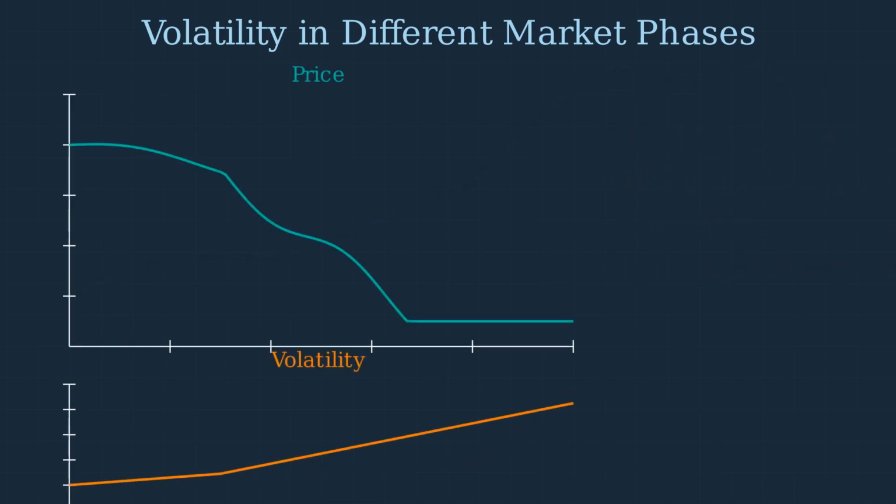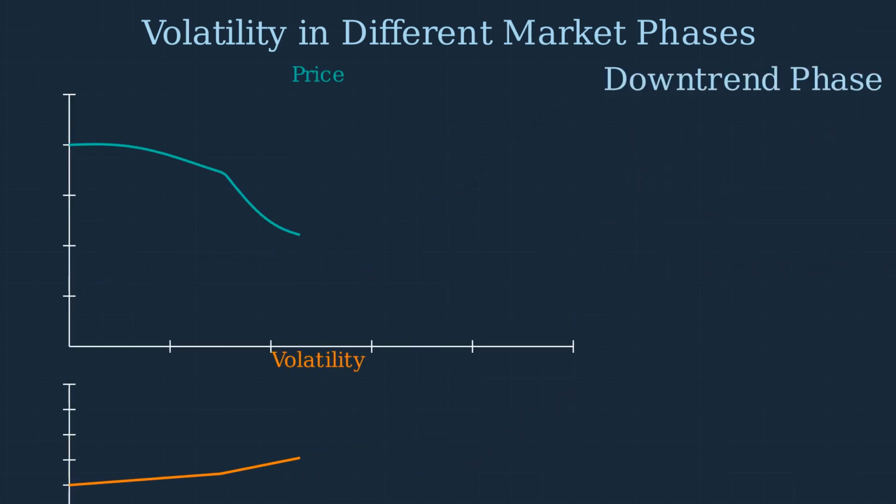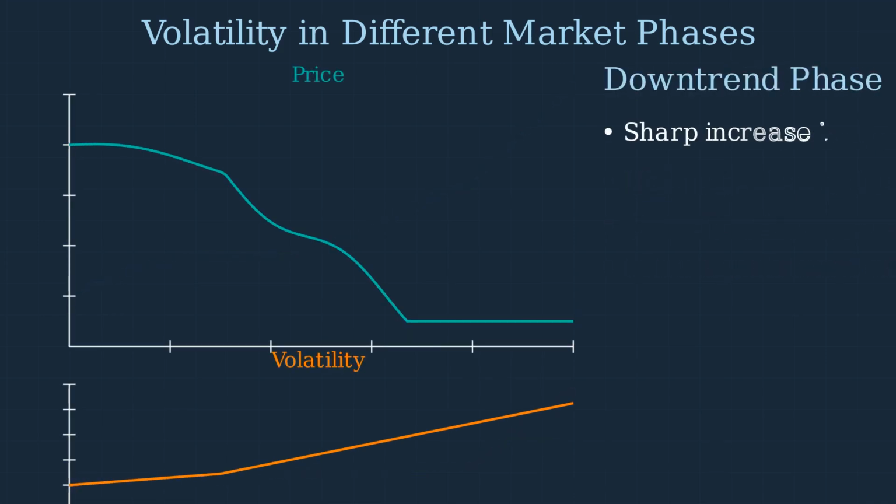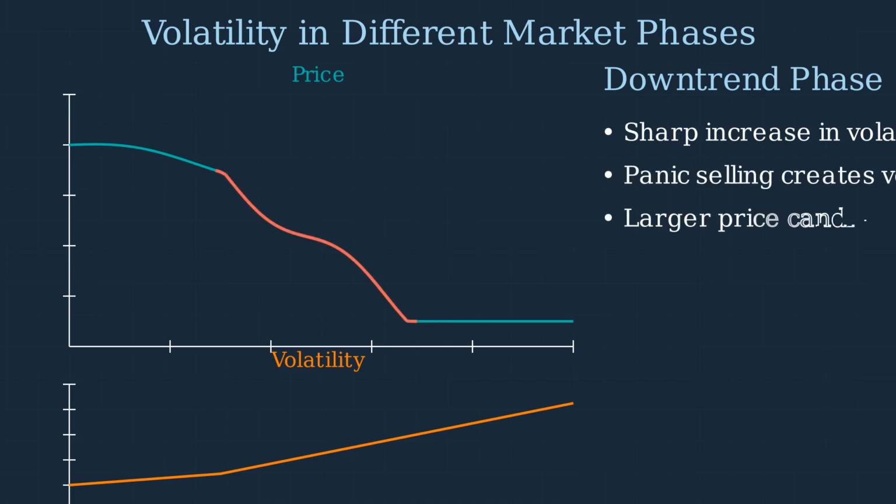In downtrends, volatility typically increases more sharply as panic selling occurs. These sharp volatility spikes often create larger price movements and dramatic sell-offs. Interestingly, extreme volatility peaks frequently mark market bottoms.